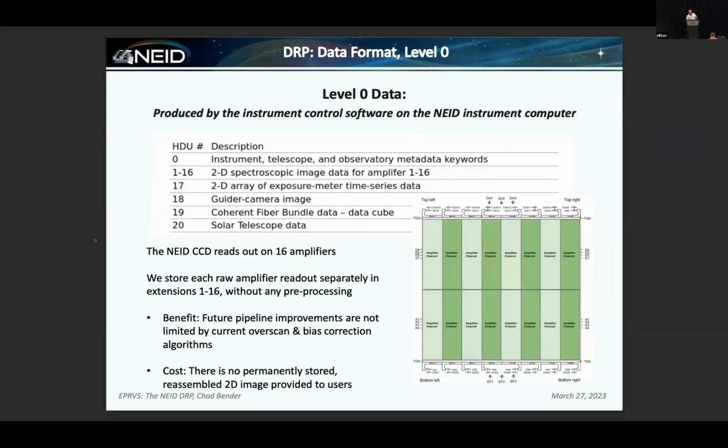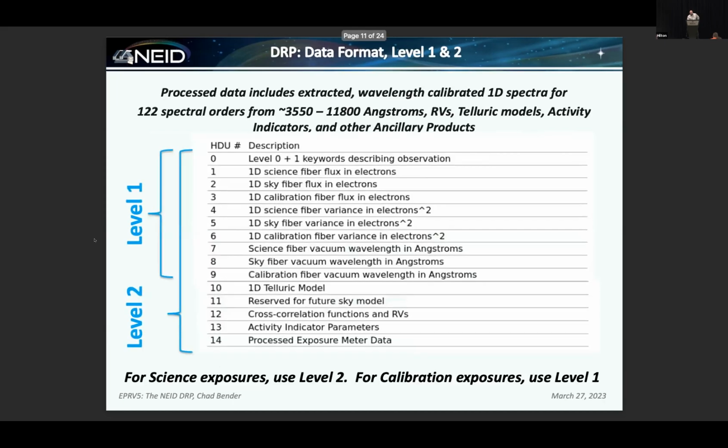I'm going to skip over the data products in the interest of time, but our data products mirror those of KPF. Actually, I think it's the other way around. There's a lot of personnel crossover between the two software teams there. But level 0 is what's produced on the mountain and sent to the NExScI archive and then off to TACC to be processed. Level 1 and level 2, please don't try and read these.